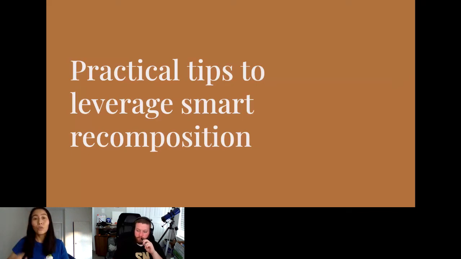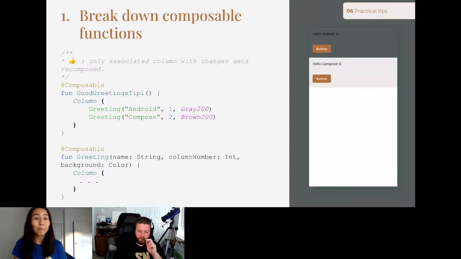And as you saw in the smart recomposition section, Compose naturally tries to avoid unnecessary work and unnecessary recompositions that will cause it to repeat the phases all over again. But to help Compose even further, we developers can use some tips to leverage smart recomposition. Tip number 1, breaking down composable functions.